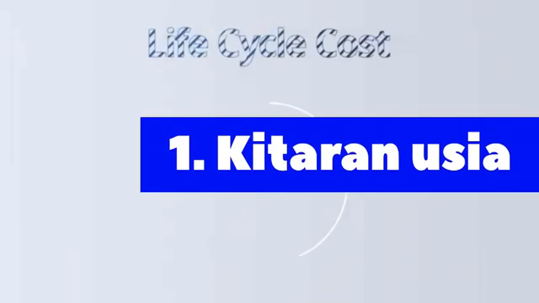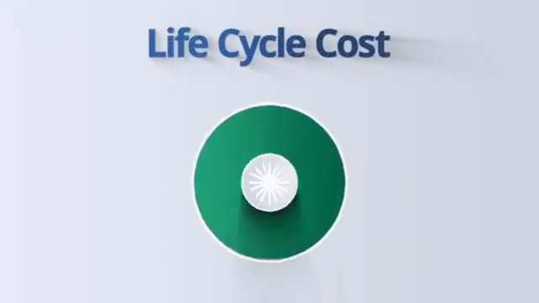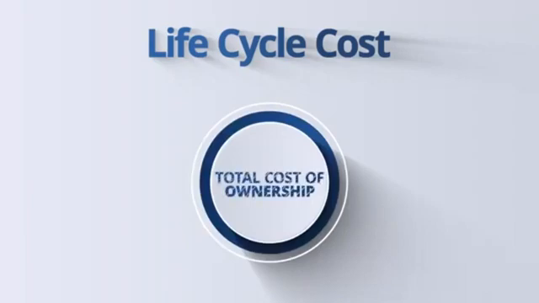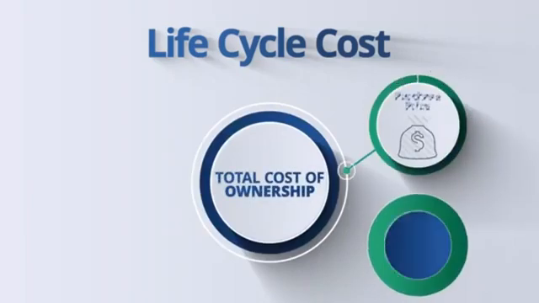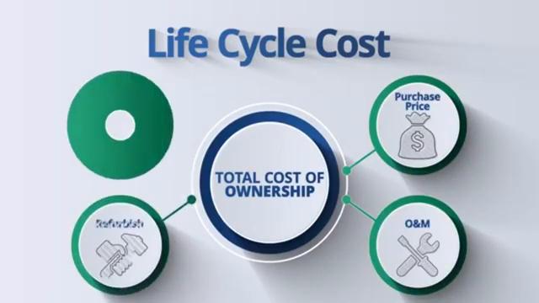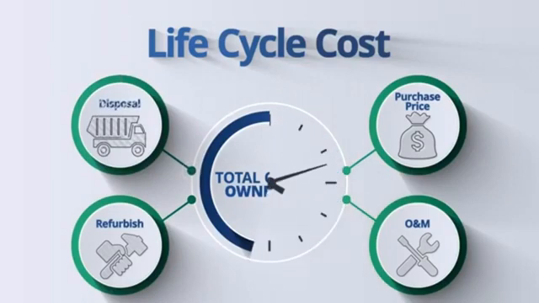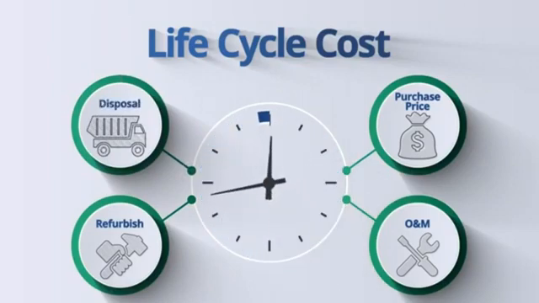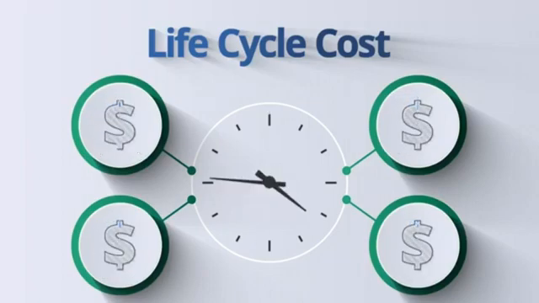So what does lifecycle cost mean? It's actually a pretty simple concept. It means the total cost of ownership of an asset, the purchase price, the cost of operating and maintaining it, refurbishments, and finally, disposal. But figuring out lifecycle cost can get tricky. Sometimes assets that are cheaper to buy end up costing more over time, especially if the asset uses energy.